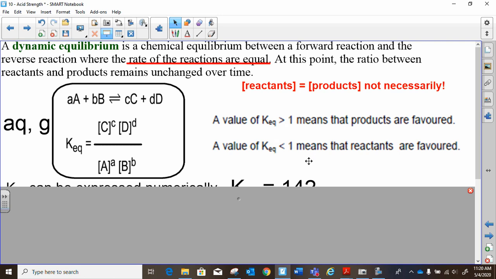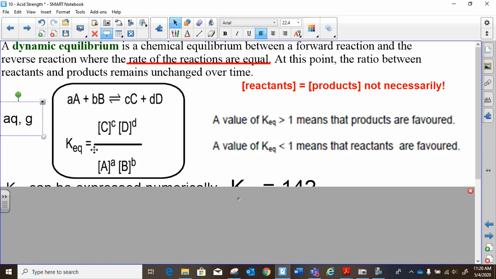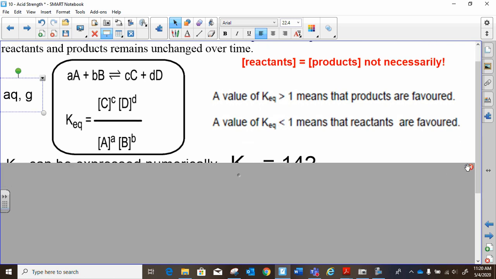We talked about a Keq expression where we express the products raised to their coefficients over the reactants raised to their coefficients. And we said if the Keq was greater than 1, it was favoring products, and if it was less than 1, it was favoring reactants. And of course, this A, Q, and G are over here to remind you that we can only use the Keq expression for substances that are in their aqueous form or their gaseous form.